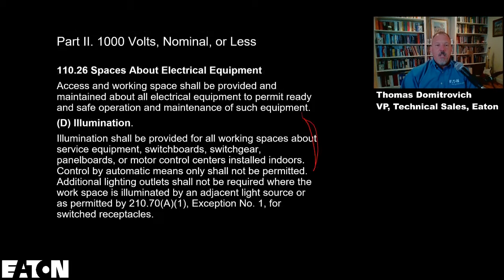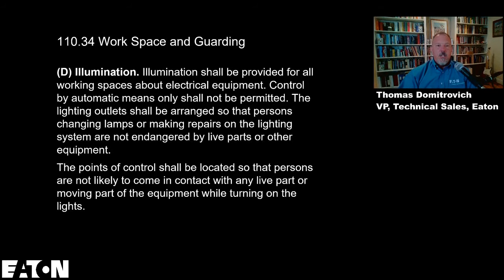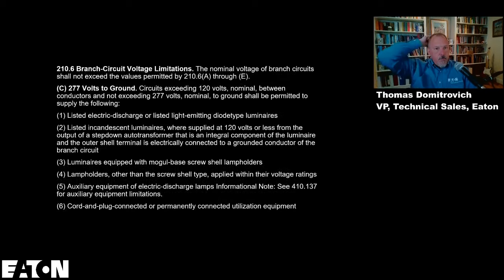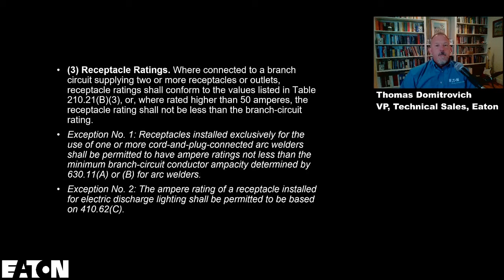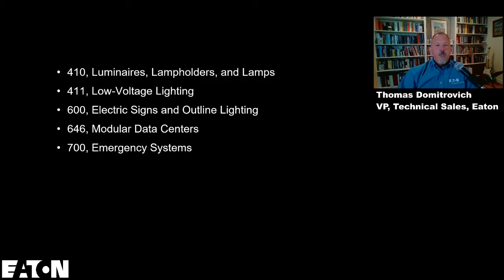So just keep these things in mind as we retrofit technologies into existing locations, that you're going to make sure that they're not controllable and they're not automatically turned off in any way, shape, or form. Branch circuit voltage limitations. Make sure you're applying them within their listing marks. Are connected to a branch circuit supplying 2 or more receptacles or outlets. Ratings shall conform to the values listed in Table 210.21. Luminaires, lampholders, and lamps, low voltage lighting. All of these are various areas that you need to be concerned with.